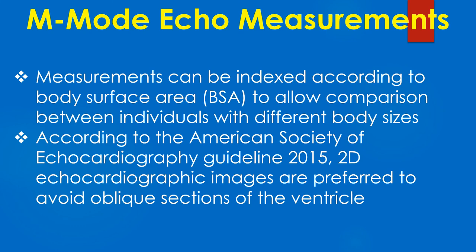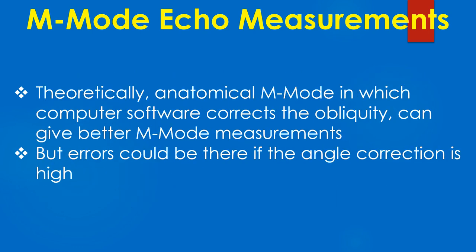According to the American Society of Echocardiography Guideline 2015, 2D echocardiographic images are preferred over M-mode to avoid oblique sections of the ventricle. Theoretically, anatomical M-mode in which computer software corrects the obliquity can give better M-mode measurements, but errors could be there if the angle correction is high.